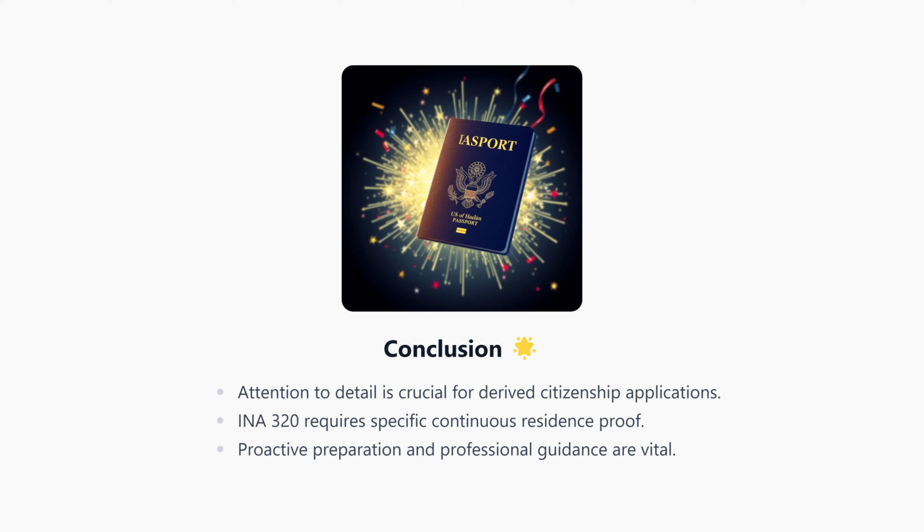In conclusion, acquiring U.S. citizenship through derived citizenship requires careful attention to detail and fulfilling all INA 320 requirements. Make sure to provide adequate proof of continuous residence. Don't underestimate the importance of preparation and professional guidance in increasing your application's success chances.